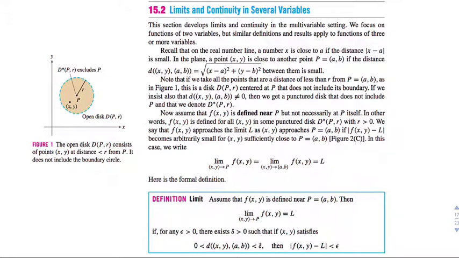We say that f of x, y approaches the limit as x, y approaches P if the distance between f of x, y and the limit becomes arbitrarily small for some x, y. So the function evaluated at x, y minus the limit is arbitrarily small for some x, y sufficiently close to P.